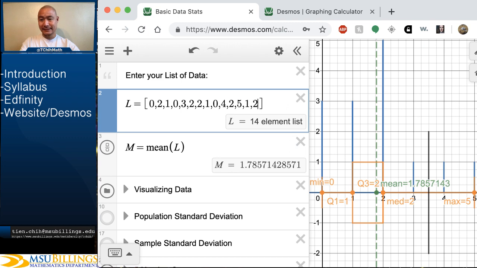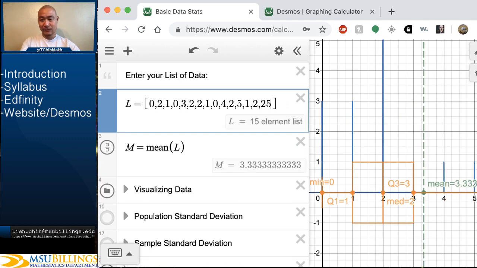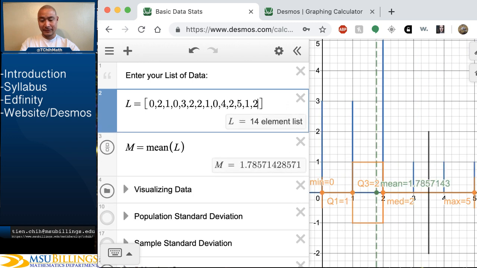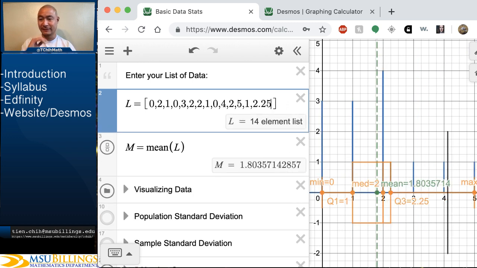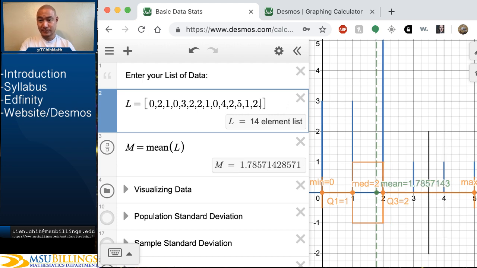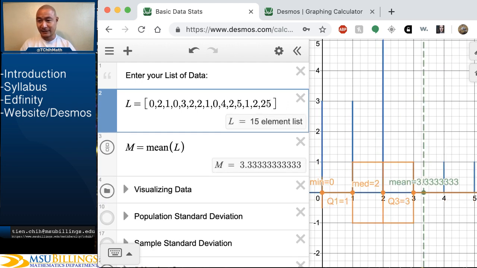Without my 25, with my 25. Sorry, with my 25. All right, so what we notice here is that my median doesn't change at all when I throw in this extra huge data point.